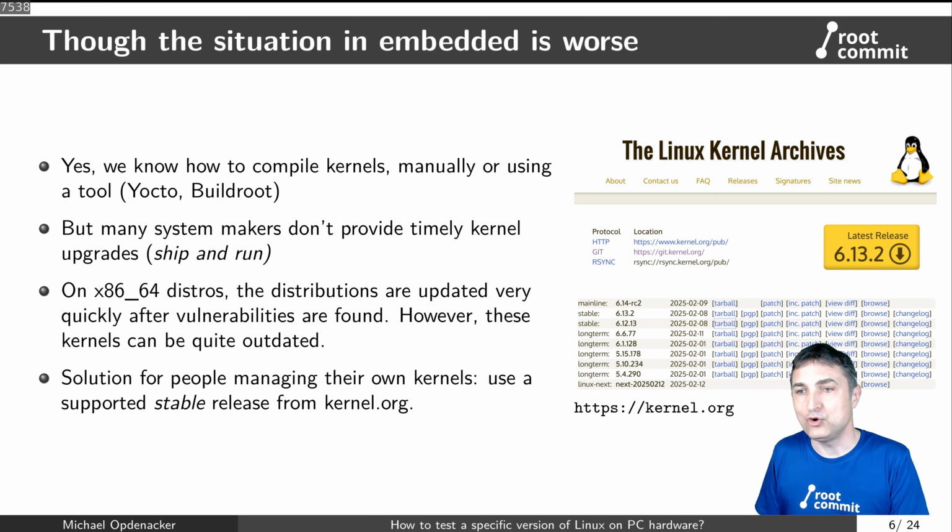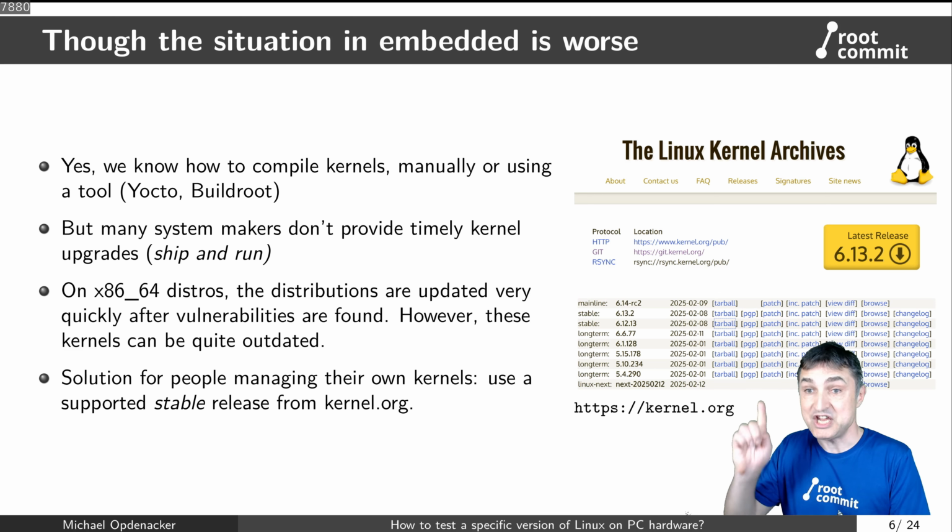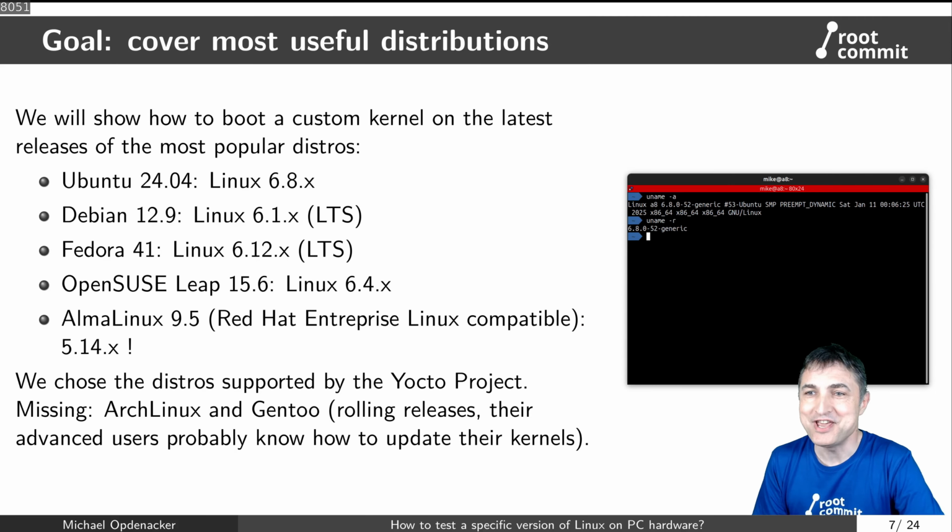So, a solution for people who want to manage their own kernels is to use a supported stable release from kernel.org. You can see the currently supported versions on the kernel.org homepage and follow the releases link above to know more about the long-term support release plans. So, my goal here is to show you how to build your kernel on the most popular GNU/Linux distributions. So I picked Ubuntu 24.04, which is based on Linux 6.8, Debian 12.9, which runs Linux 6.1, then Fedora 41 from Red Hat, which runs Linux 6.12. That's super recent actually, at least for now.